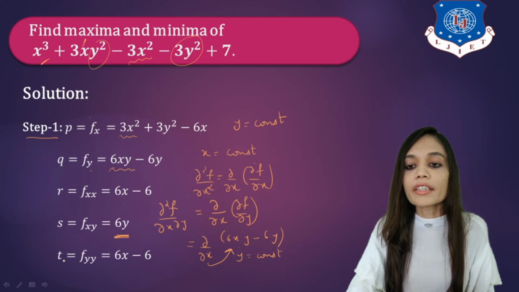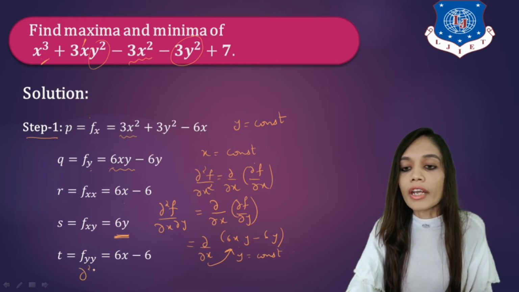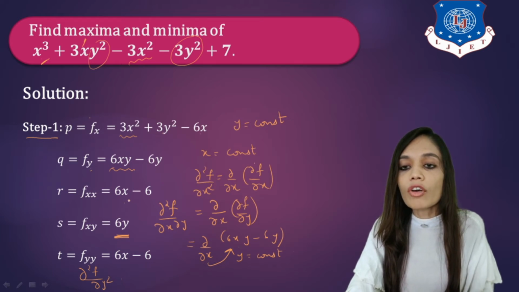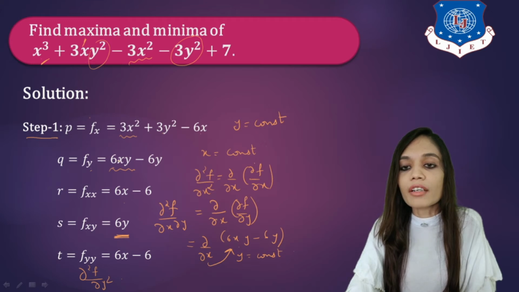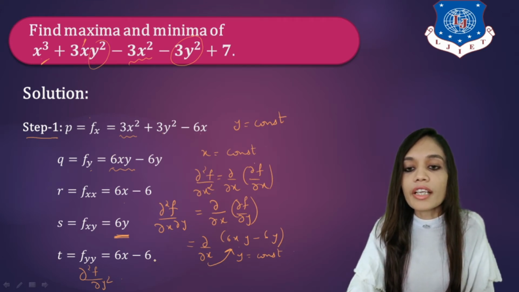Next let us find t, that is equal to fyy. So fyy will be equal to del square f upon del y square. So you have to do the derivative of this term, that is our q, with respect to y again. So the answer will be again 6x minus 6.